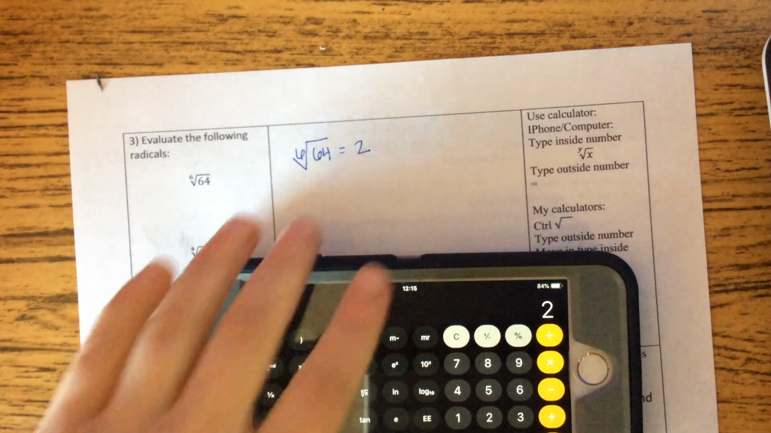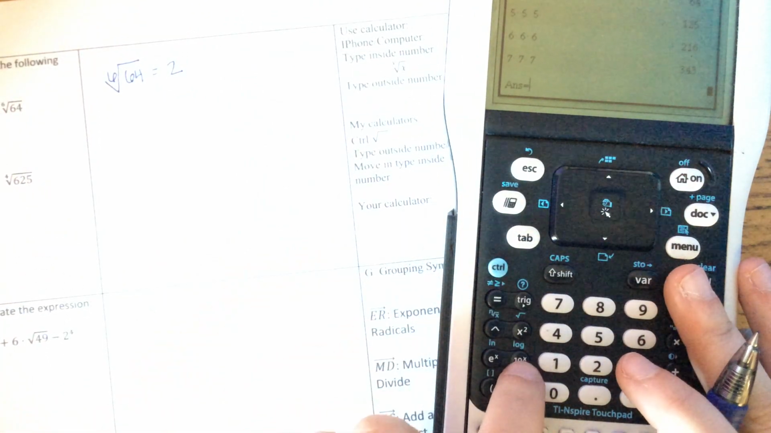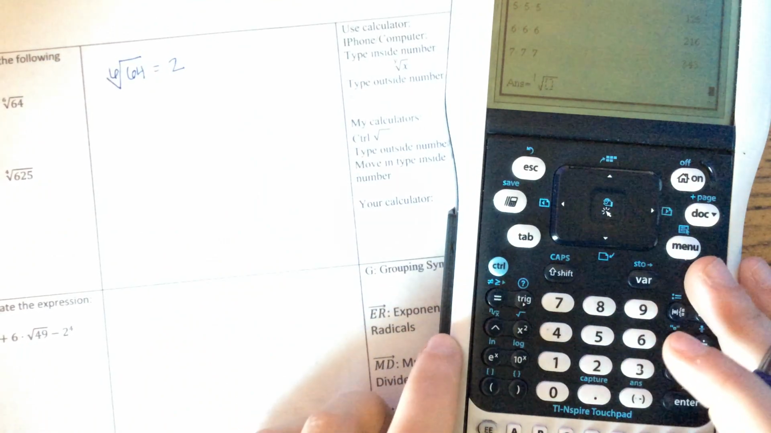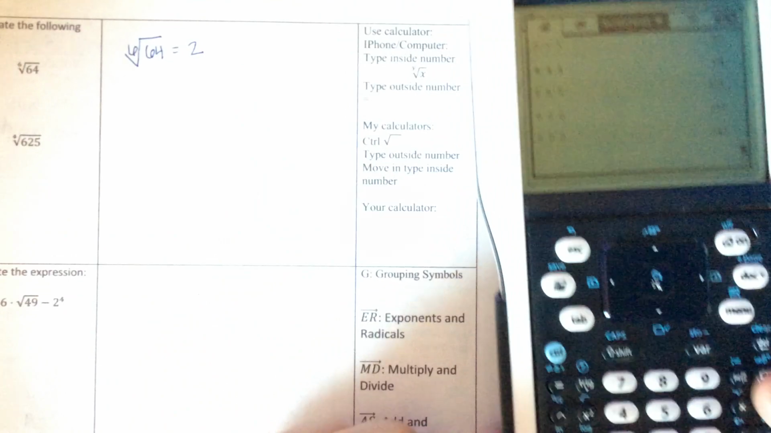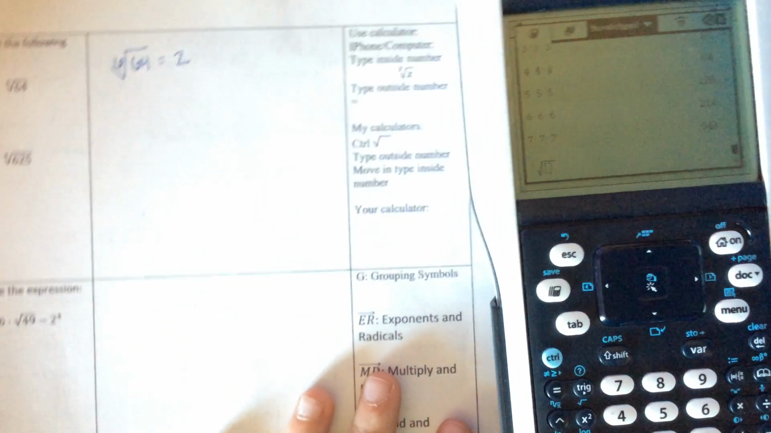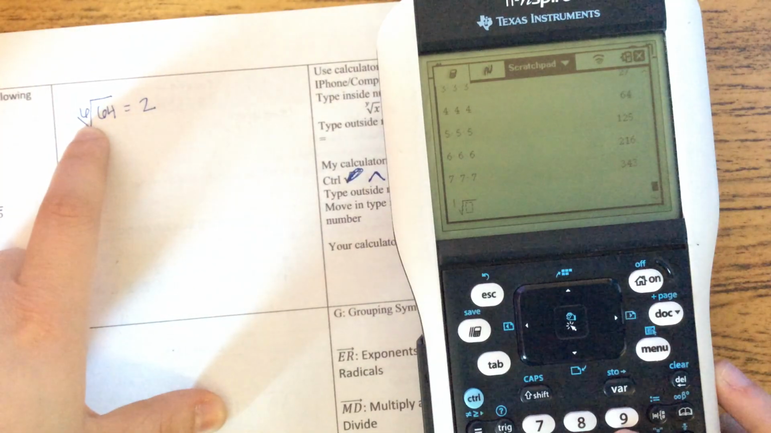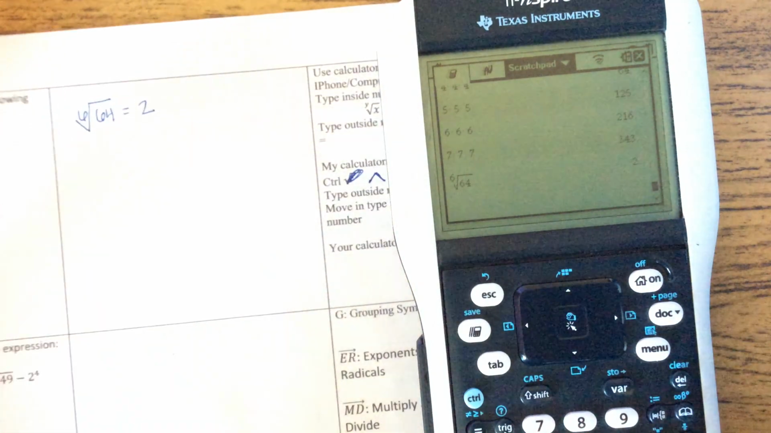Okay? If you're going to use my calculator, it's very similar. Actually, it's not. It's backwards. You're going to hit Control, and then you're going to hit this power button. Okay? What is happening? There we go. So it's not control that, it's actually control this guy. And now I'm on the outside, so I'm going to type that outside number, which is 6. So I'm going to type 6, and then use this to go out to the inside and type 64 and hit enter, and I get 2.